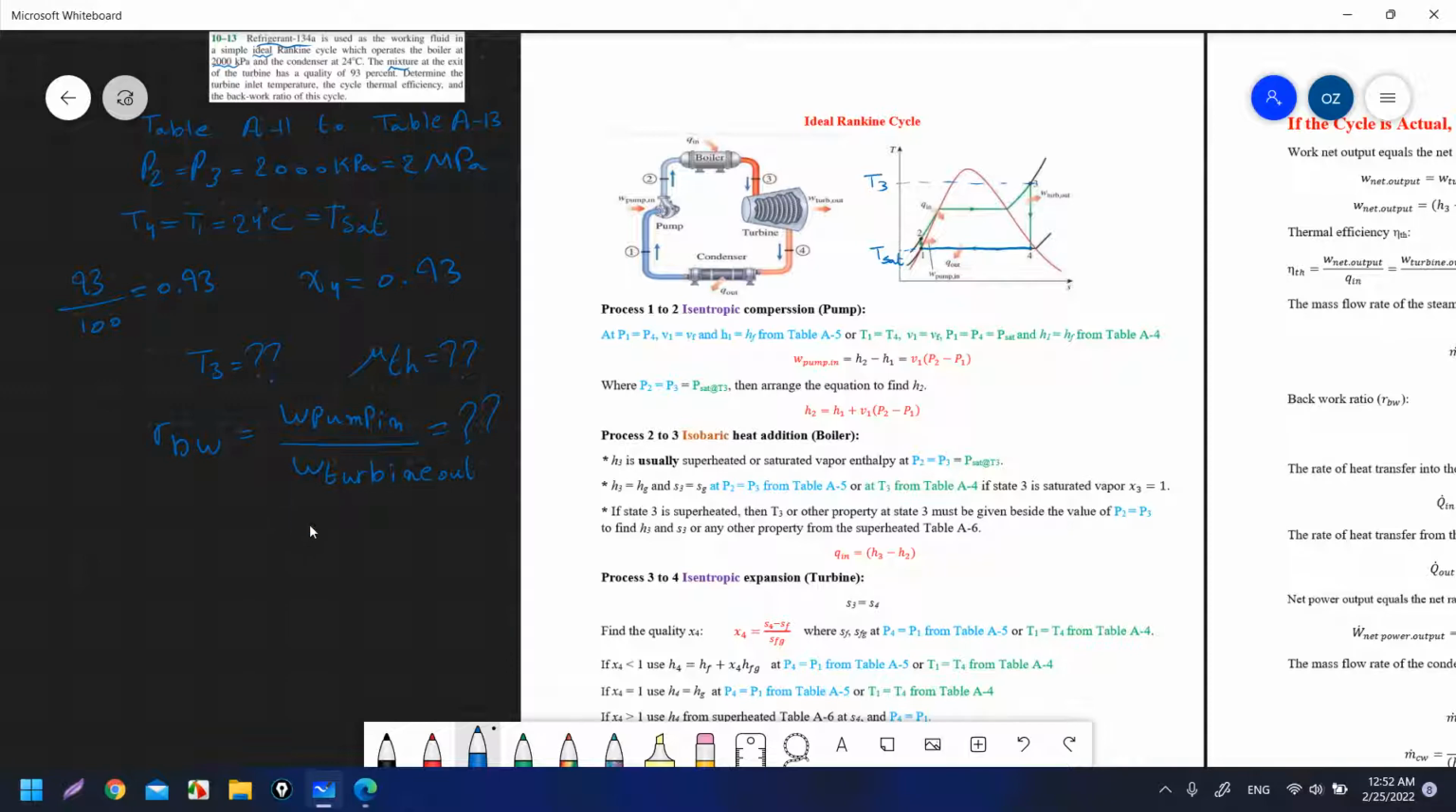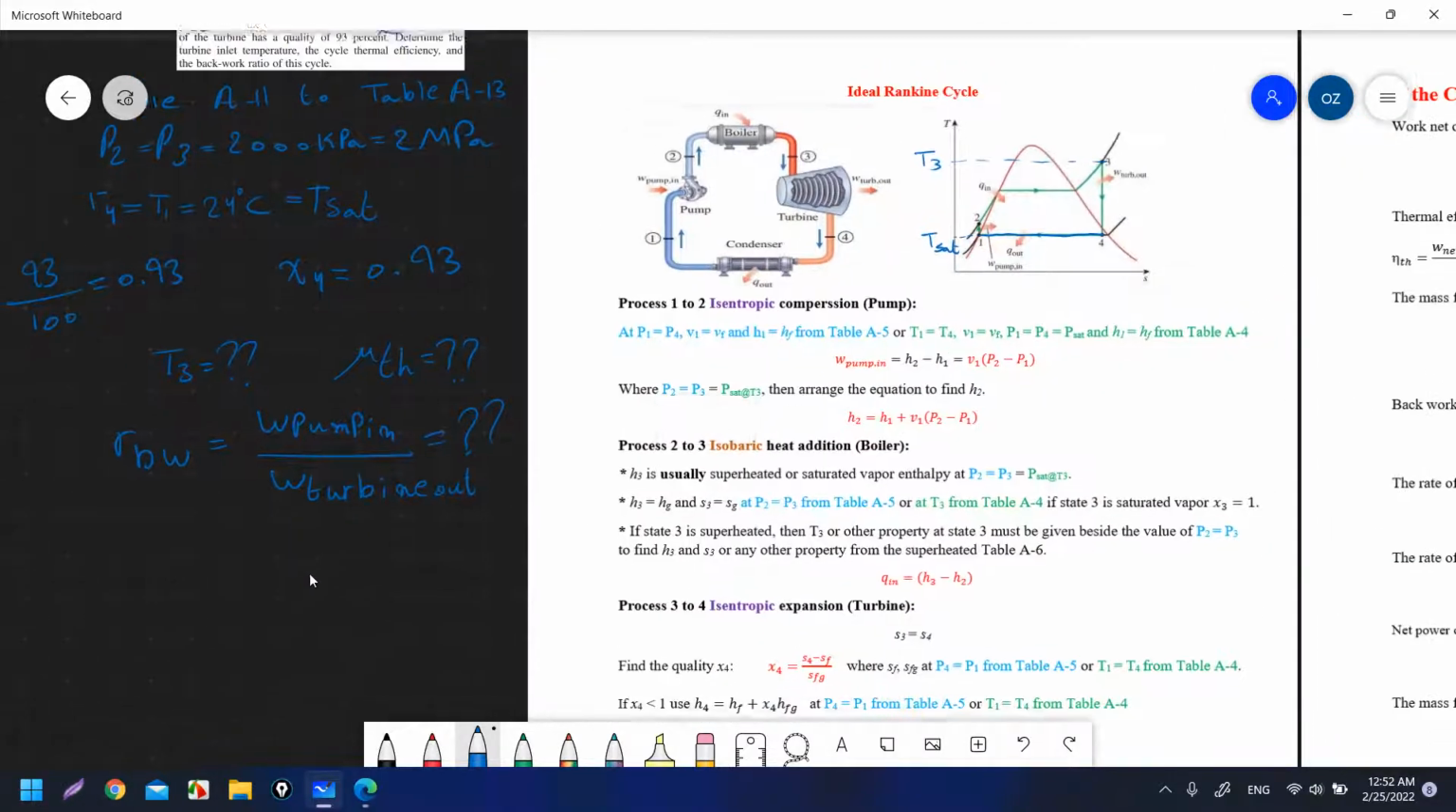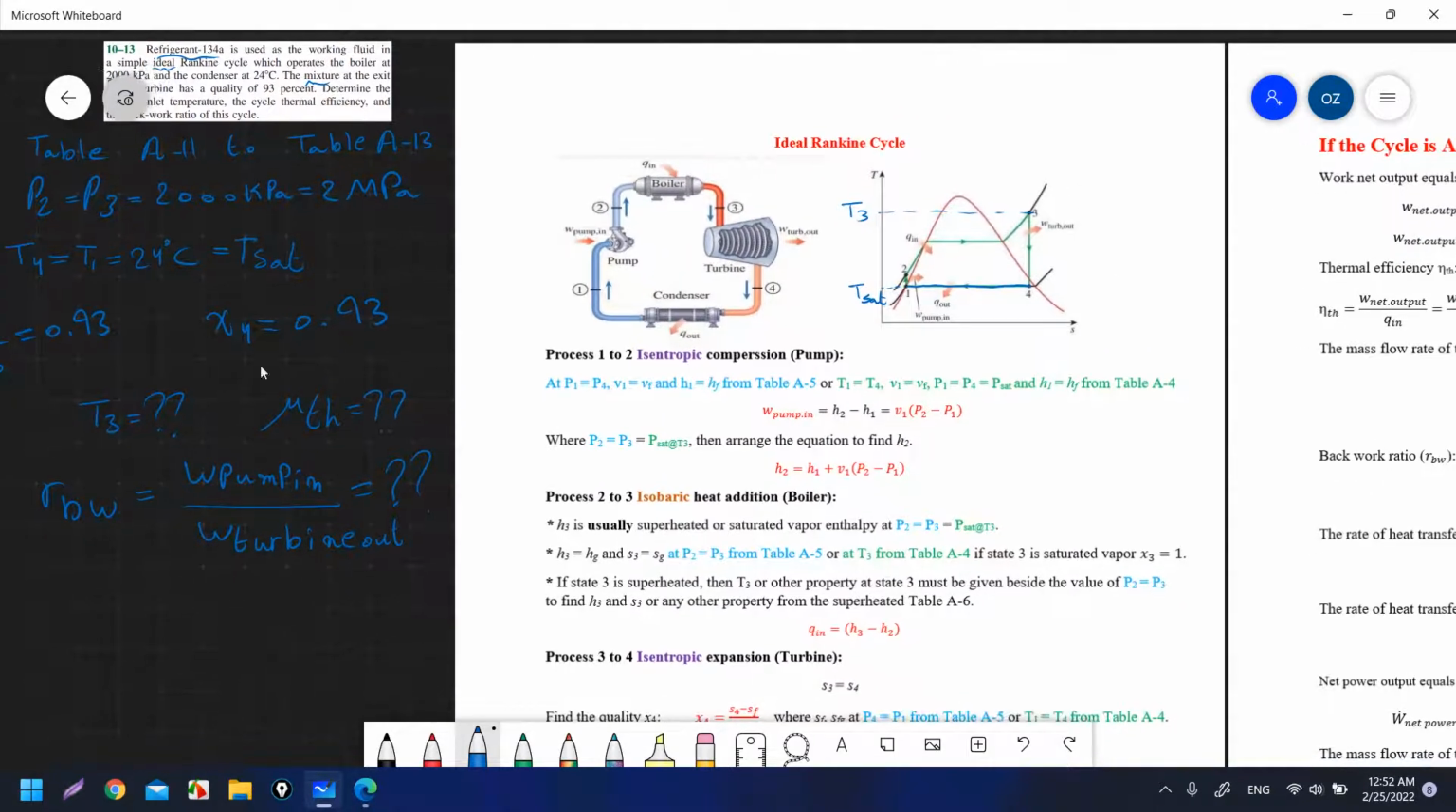So let's see how we can find the enthalpies. In this question, we are given the temperature, not the pressure. We don't have P1 over P4, so I will not use the blue one. I will use the green one, T1 equal to T4, and at T1 equal to T4, v1 will equal vf, and h1 will equal hf. The new thing is that P1 equal to P4 is equal to Psat, because they are on the same line, Tsat and Psat.